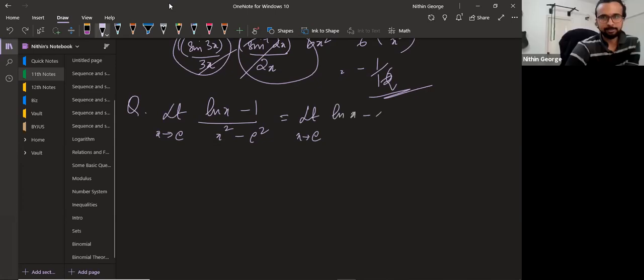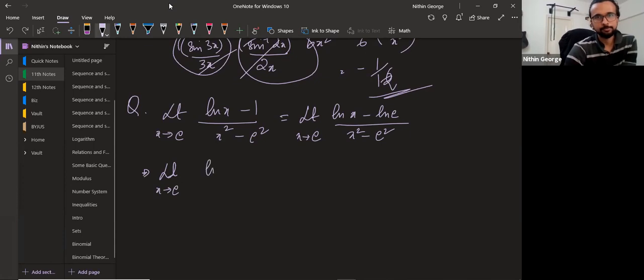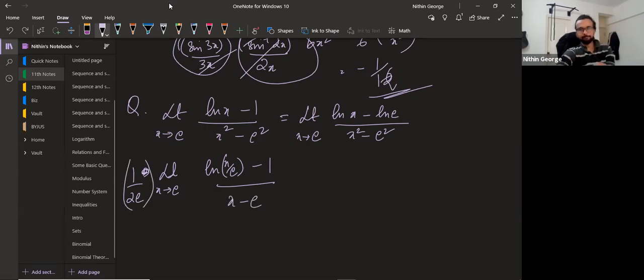Simply write 1 as ln of e. Hope you'll get where I'm going with this. It becomes limit x tends to e, ln of x by e minus 1, divided by x square minus e square, which I'll write as x plus e into x minus e. X plus e comes out to 2e, so I'll take 1 by 2e out here, and then there is an x minus e remaining.